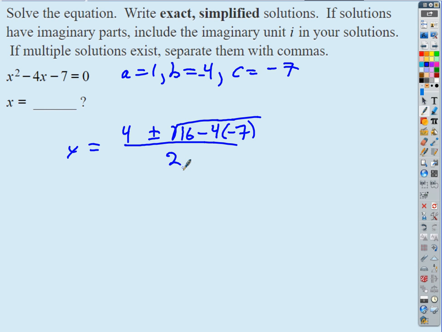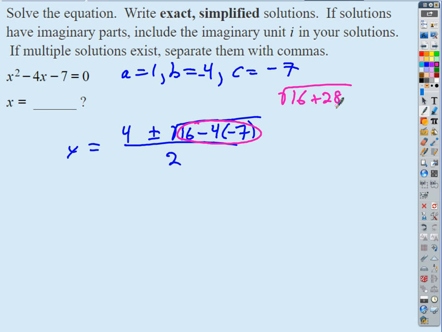So then what's under the radical? Let's focus on this part. Under the radical, we're going to get 16 minus 4 times negative 7, which is 28. We're going to get a radical that doesn't simplify completely. So 16 and 28 is what?